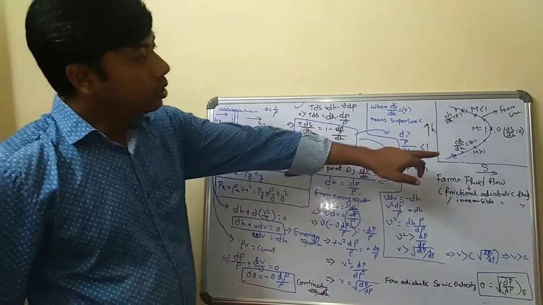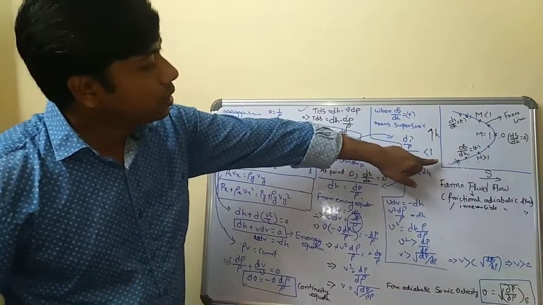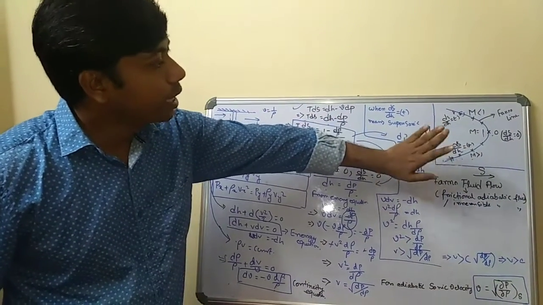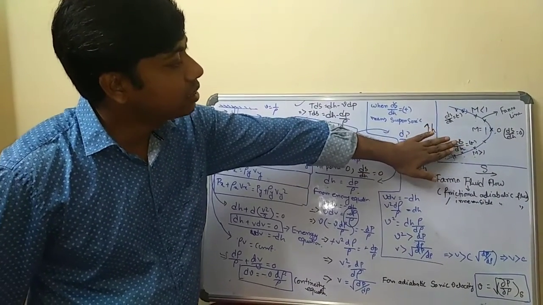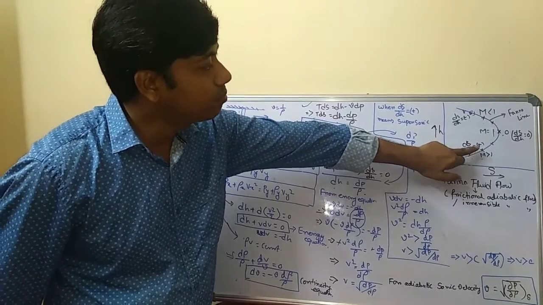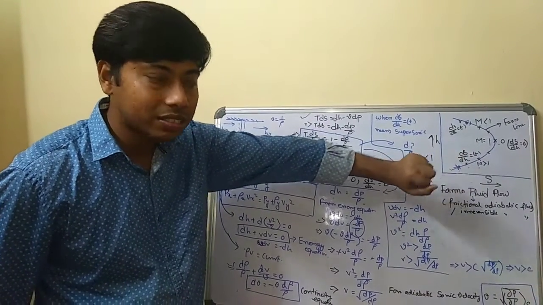Now, in this region of the curve, what it indicates is that M greater than 1 means dS by dH is positive, that is, dS by dH is greater than 0.